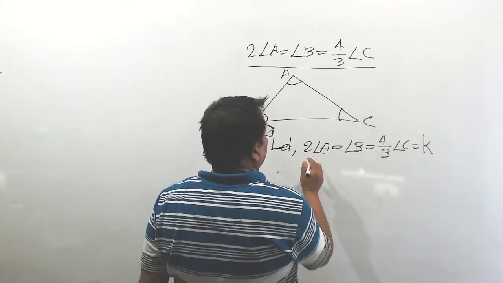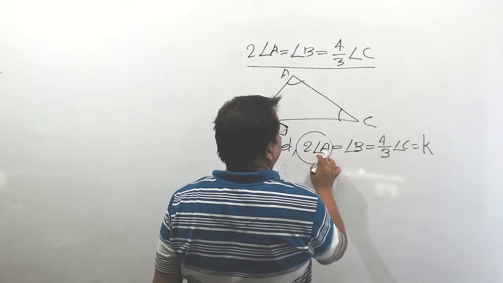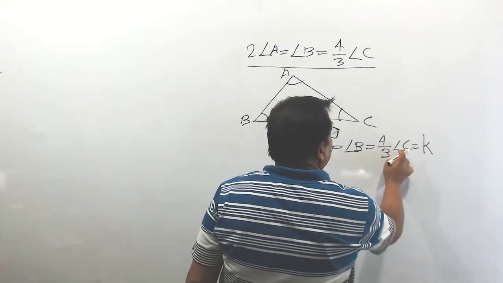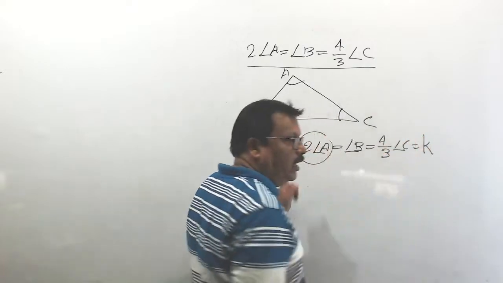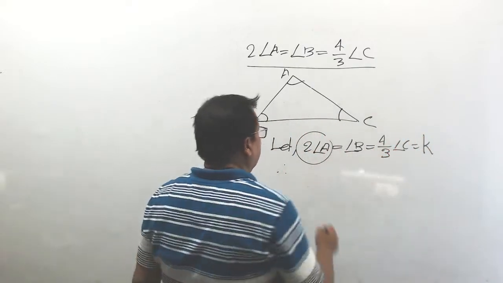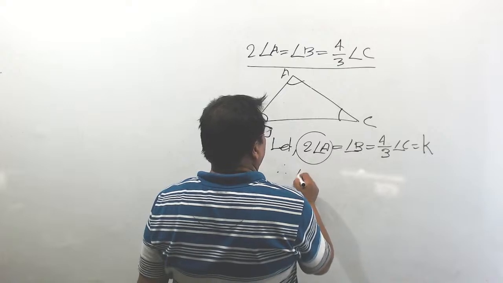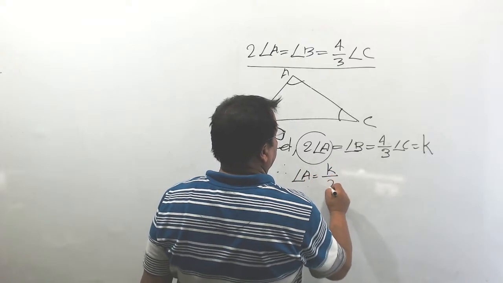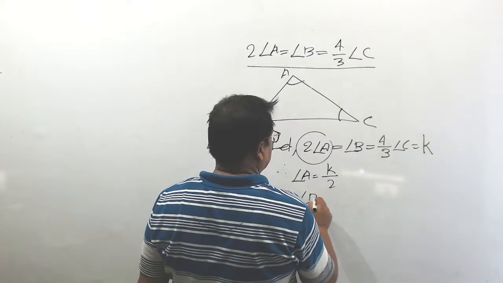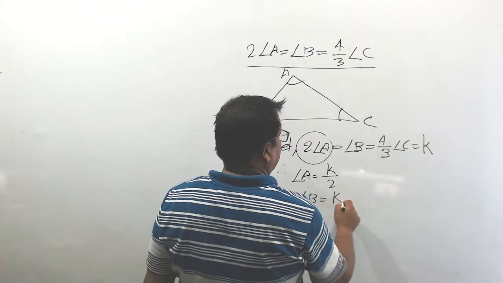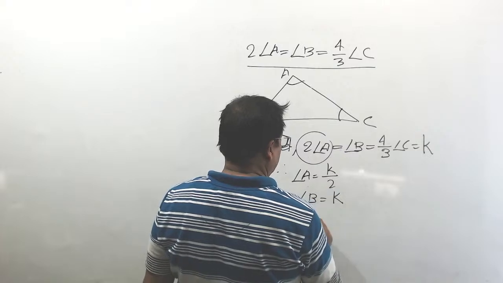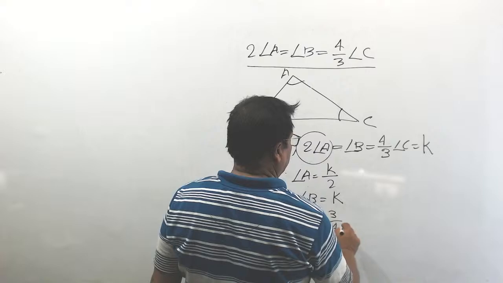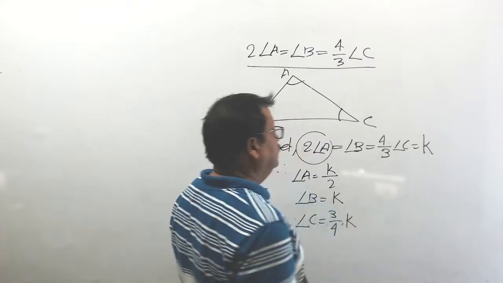Therefore, twice of angle A is equal to K, angle B is equal to K, 4 by 3 of angle C is equal to K. All are equal to K. Understood? Therefore, angle A is equal to what? K by 2. Angle B is equal to what? K directly. Angle C is equal to what? 3 by 4 into K. Is it?